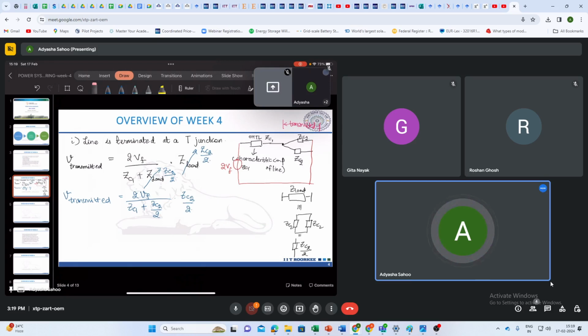So next, let me find out the I transmitted, the current that is transmitted at the T junction. That will be again 2 times ZC1, it was previously ZC1 plus ZL, which is your ZC2 now, times your I forward. So I forward is this.